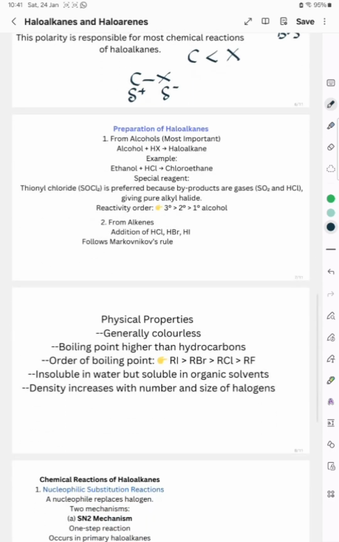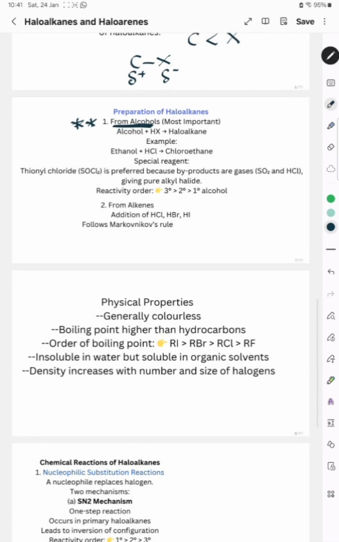Now let's see the preparation of the haloalkane. These haloalkanes can be prepared from the alcohols. This is the most important preparation which we must know. That alcohol plus halide gives rise to haloalkane. Let's see this. Ethanol plus HCl gives rise to chloroethane.